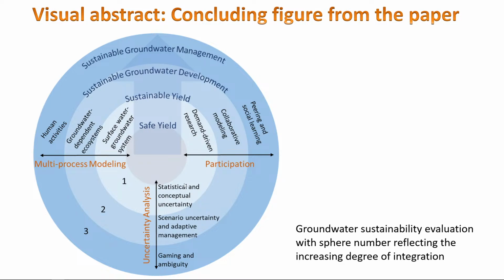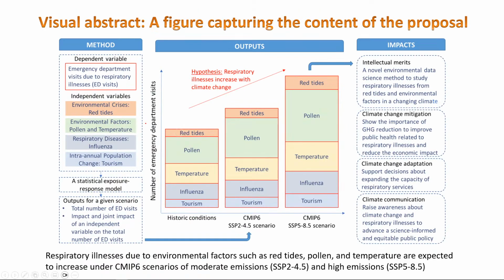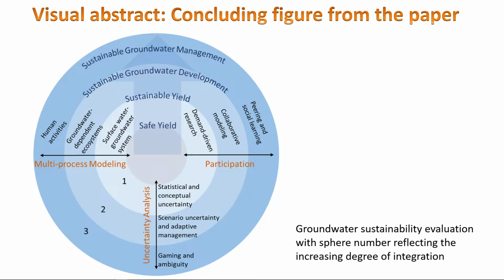Let's say your supervisor told you to evaluate the groundwater sustainability of this aquifer. What would be the first obvious thing you would ask? What do you mean by groundwater sustainability? Do you mean safe yield? Do you mean sustainable yield? Do you mean sustainable groundwater development or sustainable groundwater management? Because if you want to go from here to here to here, then more components need to be included. So that's the first question.